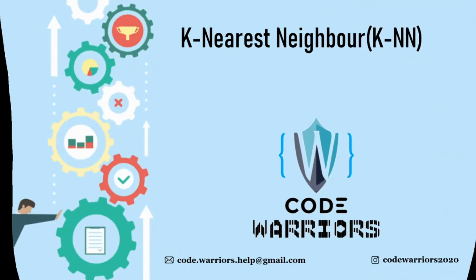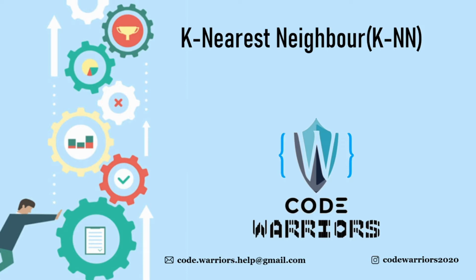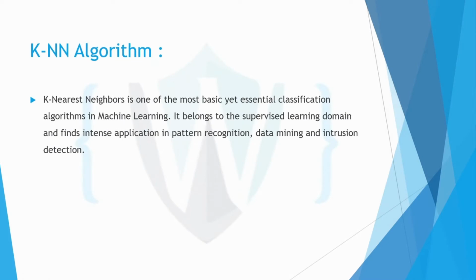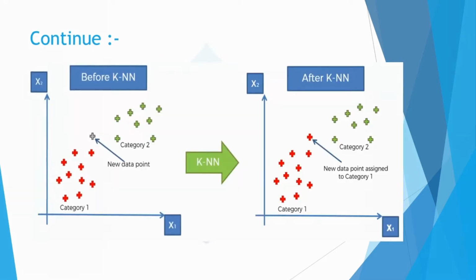Hi everyone. Today we are going to learn about the k nearest neighbor, or KNN, algorithm. So let's start with what is KNN. KNN is one of the basic classification algorithms used in machine learning, and its main focus areas are pattern recognition, data mining and many more. So let's see how this KNN algorithm works.